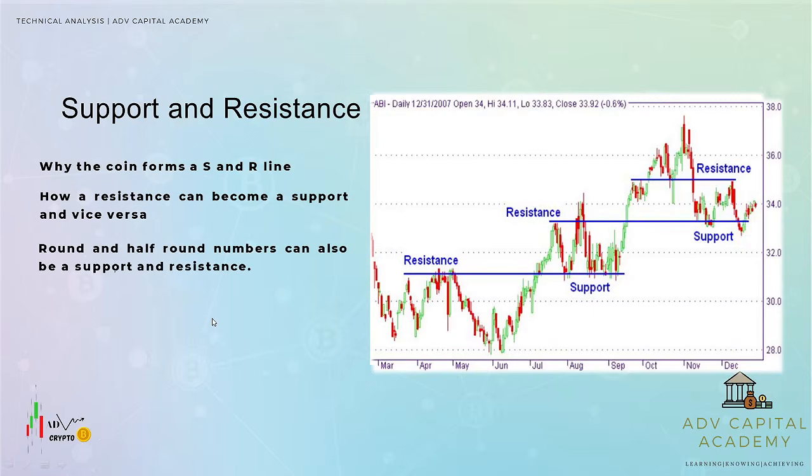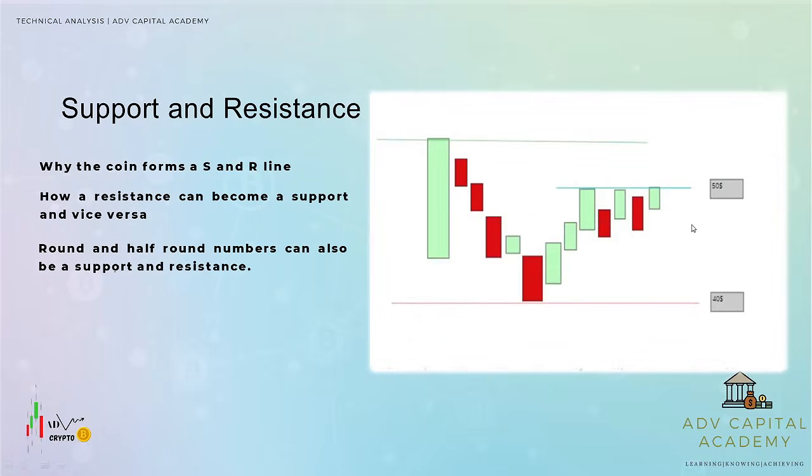Round and half numbers can also be support and resistance. There is no logical explanation of why this is happening, but usually big investors and traders do like to sell the coin before it hits the round number. For example, if it hits the 50, it usually pulls back a little, hits another time, pulls back before it goes over.